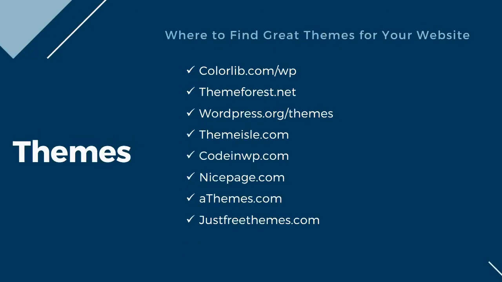So here are some places that you can get your themes, free and premium all together. I have ColorLib. I think that lib is short for library. So we have colorlib.com/WP. WP is the short form of WordPress. So anywhere you see WP, you know it's WordPress. Also, we have themeforest.net. We have wordpress.org/themes. We have ThemeIsle, themeisle.com. We have codeinwp.com. That's codeinwordpress.com. We have nicepage.com. We have athemes.com. And we have justfreethemes.com. So let me show you what each of these platforms is like.